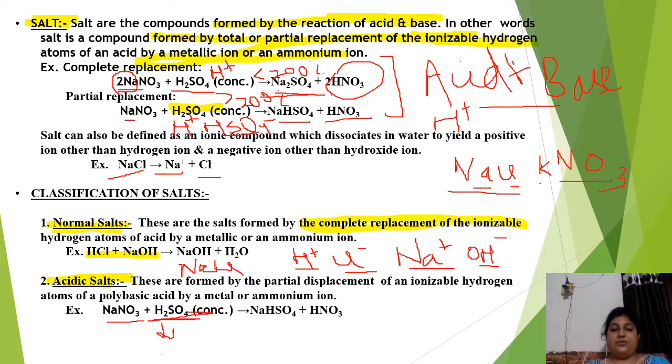H2SO4 splits up into H positive and HSO4 negative ion. Completely hydrogen is not replaced. So the salt which is formed over here will contain a hydrogen ion also. So this type of salt is known as acidic salt. I hope it is clear to you.